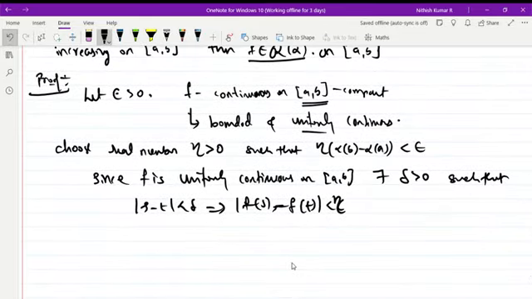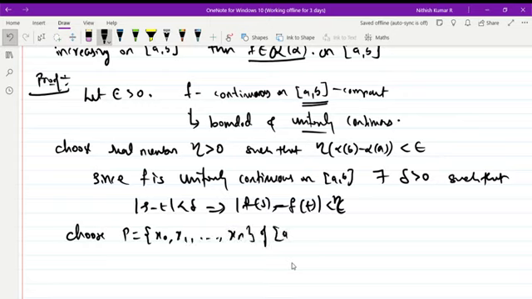Now choose a partition, say P is equal to {x0, x1, and so on up to xn} of the closed interval [a, b], such that delta xi is less than delta.